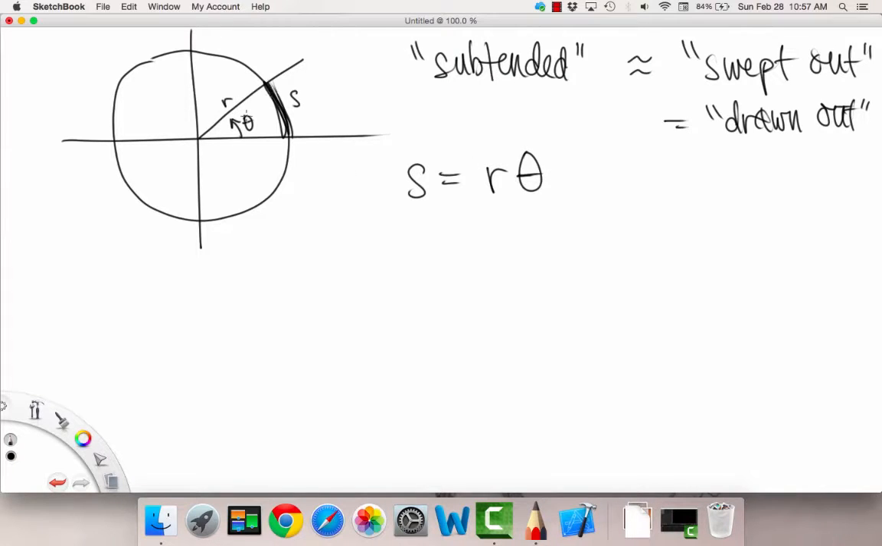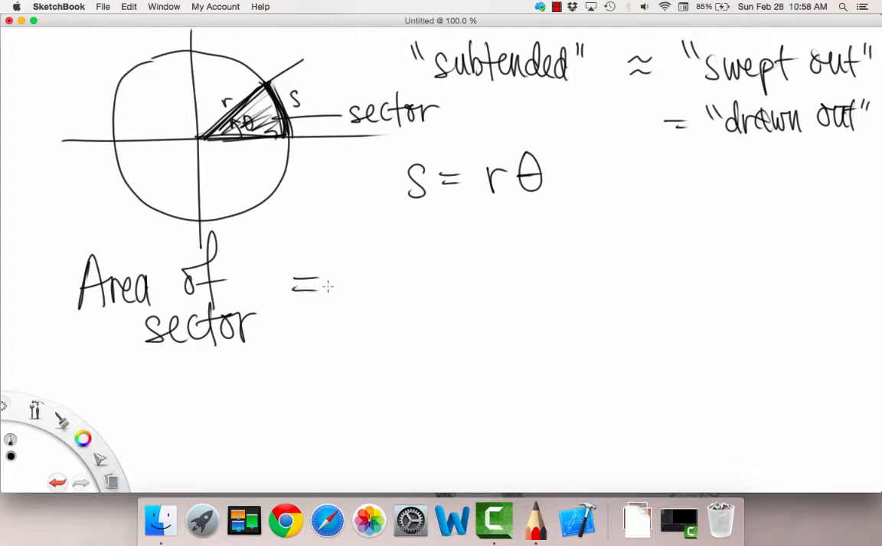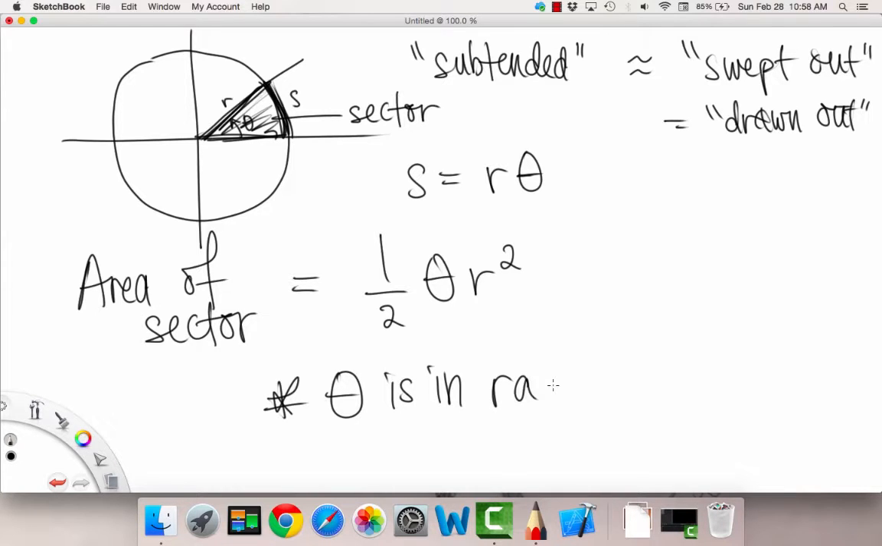And now we're going to learn something new. This pie piece, this slice that is cut out, is called a sector, okay? So that whole slice there is called a sector. And the area of a sector is equal to, and I'll give you a formula here that's pretty useful, 1/2 times theta times r squared, okay? The important thing to note is that theta is in radians for this formula. Okay, so let's try an example of using this formula here.